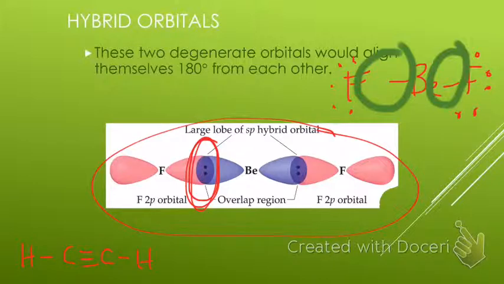For example, with a triple bond here, we have one, two electron domains around this carbon, and so therefore it's going to be an sp orbital.